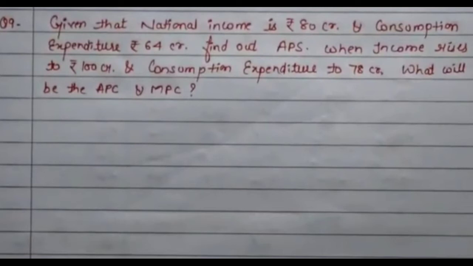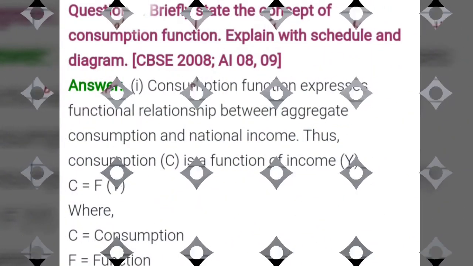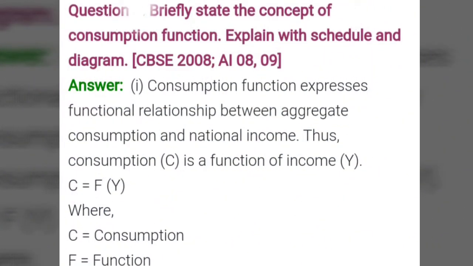Try to solve that. And these are a few notes that I think you should have in your notebooks. Briefly state the concept of consumption function, explain with schedule and diagram. Consumption function expresses the relationship between aggregate consumption and national income, and we know that consumption is a function of income, where consumption is also known as C and function F. Y is your income. It can be explained with the following schedule and diagram.